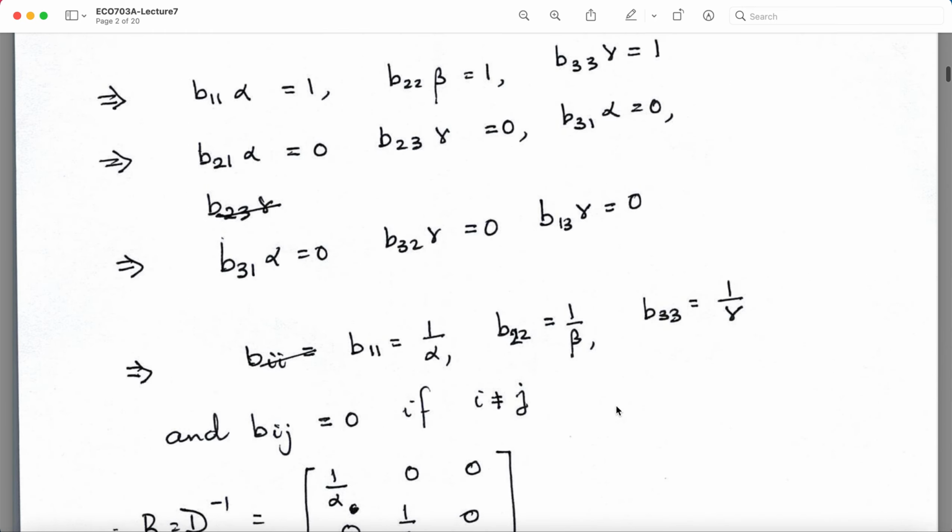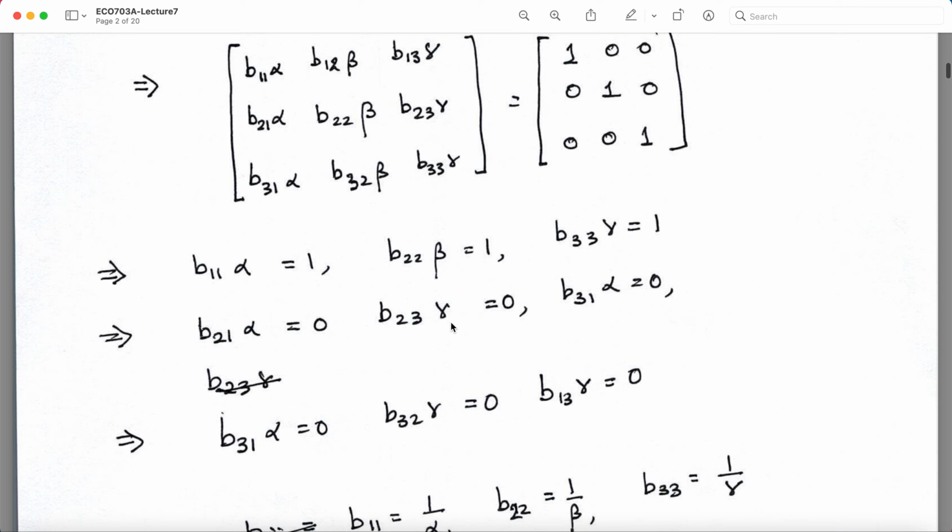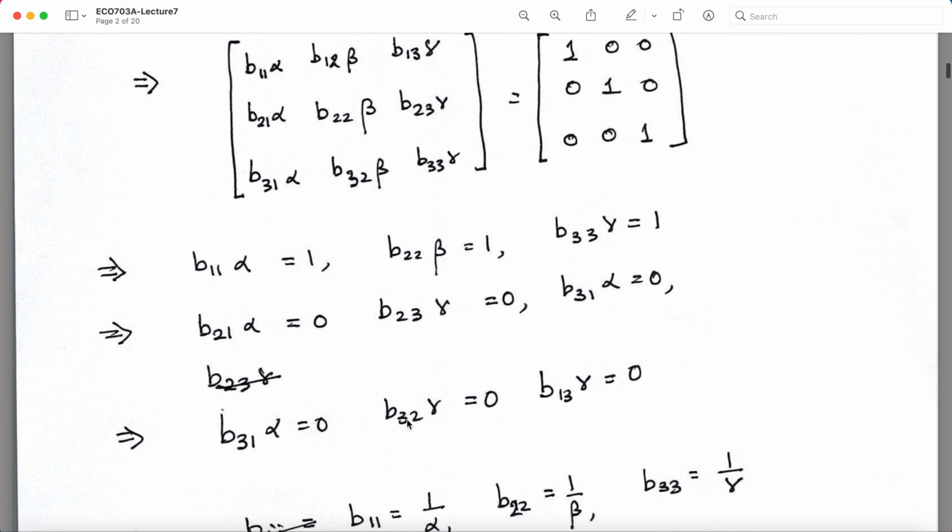Now what would happen is, here if you look at it, here it should be not B32 gamma, but B32 beta equal to 0, not gamma here. Please make a check. B31 alpha equal to 0, B32 gamma equal to 0, and B13 gamma equal to 0. So this should be B32 beta equal to 0, right? Now you see what happens. So these are the three situations, 1, 2, and 3, where I have gamma, and I equate all of them.